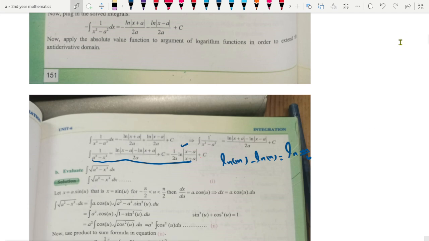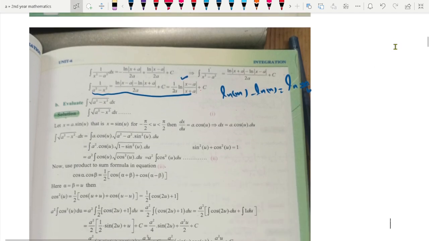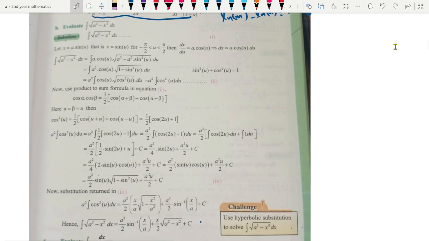Now when you have a situation like a² minus x² under the root, in this situation you will let x equal a sine u, where u is greater than minus 90 and less than 90 degrees. Taking the derivative, dx is equal to a cos u du. In place of x, we will put a sine u, and in place of dx, we will put a cos u.